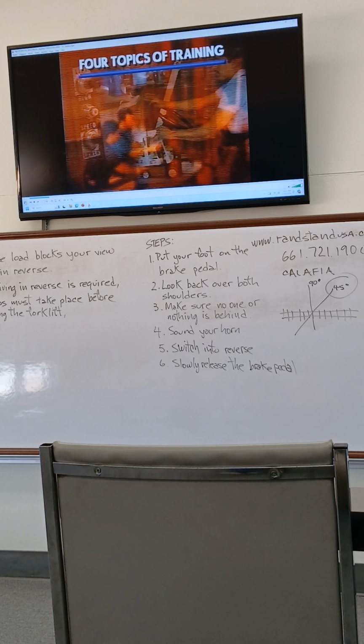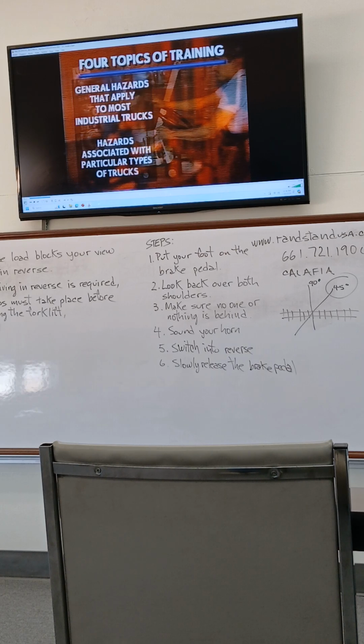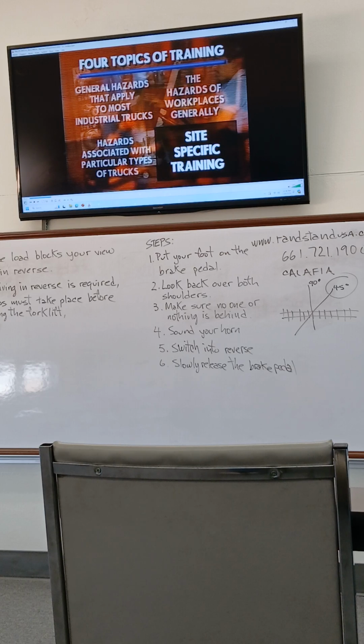The four primary topics or areas to be covered in the training program must include: number one, the general hazards that apply to the operation of all or most powered industrial trucks. Two, the hazards associated with the operation of particular types of trucks. Three, the hazards of workplaces generally. And four, the hazards of the particular workplace where the forklift is operated, also called site-specific training.